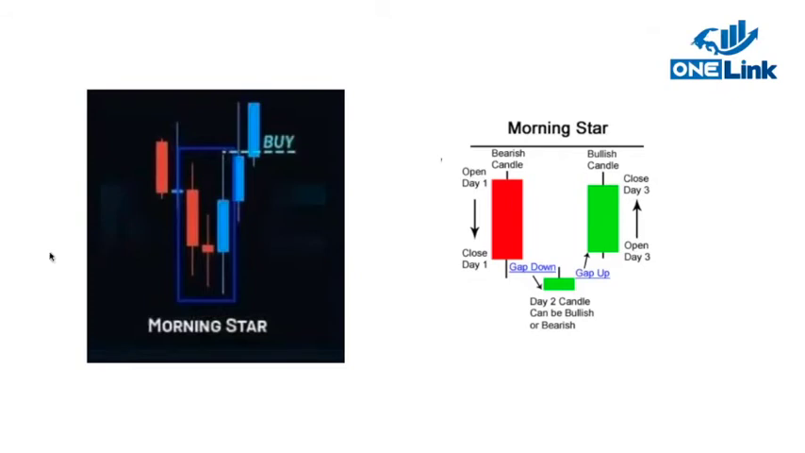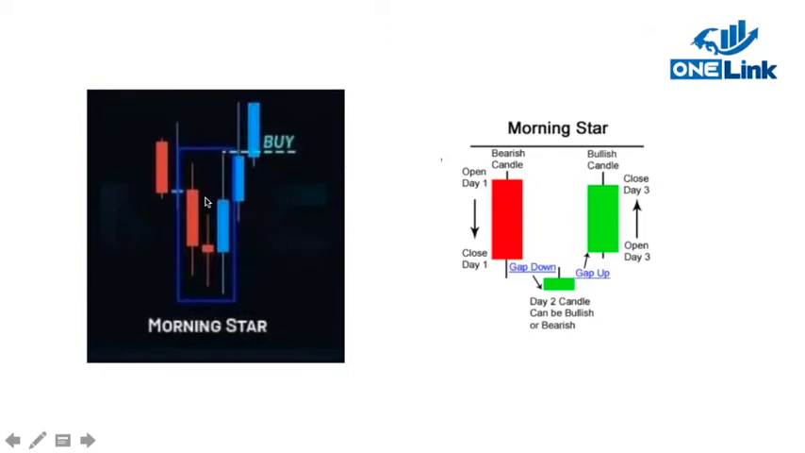For myself, I take a big red candle, then a small-bodied candle, and then another one. The color is not important here; even this one can be green. Then you get another green candle coming up. This kind of formation is known as a morning star, like a lot of other books say. You need to enter at the tip of the confirmation candle. This will be your buying position, to earn certain pips, okay?